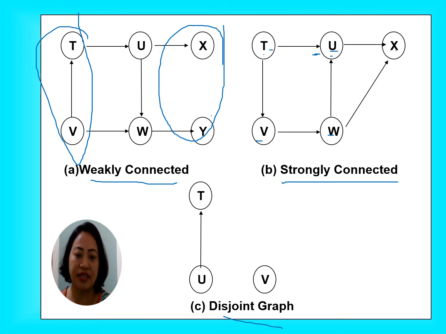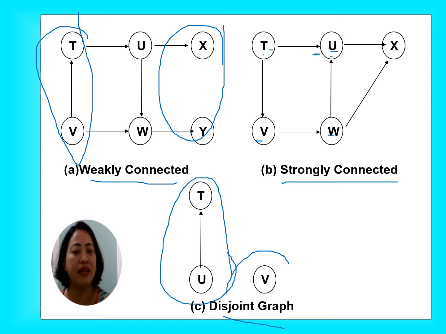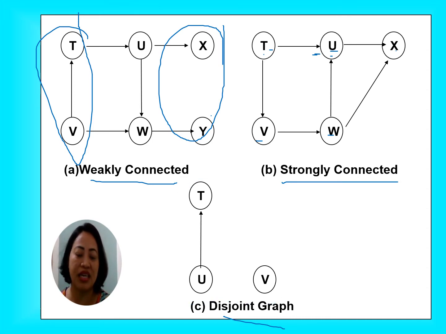While disjoint, when we say disjoint, this is a graph that has another graph here that is not connected. As you have noticed, the V graph is not connected with the T and W graph. So this is an example of a disjoint graph.